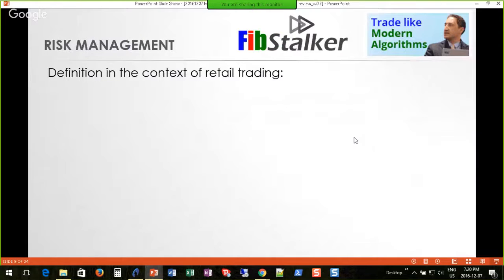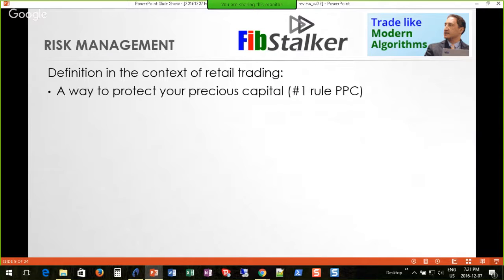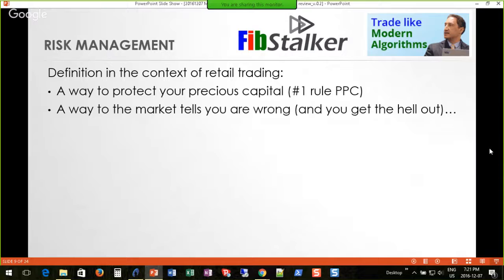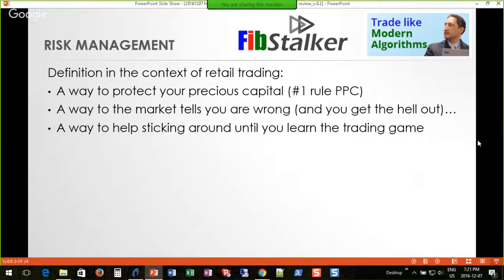Okay, so before we talk about money management, let's briefly touch on risk management. What's risk management? It's a way to protect our precious capital, and this is rule number 1 of trading, PPC, protect precious capital. It's also a way for the market to tell us that we are wrong, and we have to get out of the market. Particularly, I'm very strict on this. It's also a way to help us stick around until we learn the trading game, and this is very important as well, because once the money is gone, the game is over.